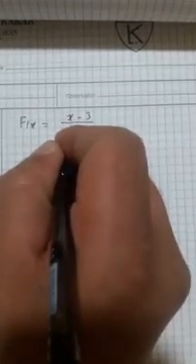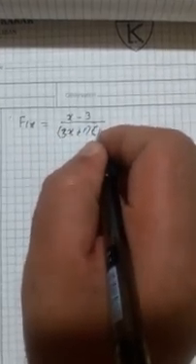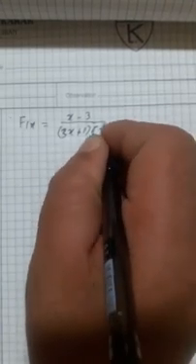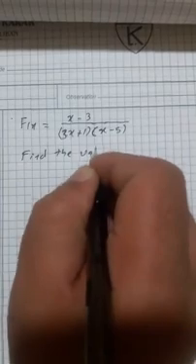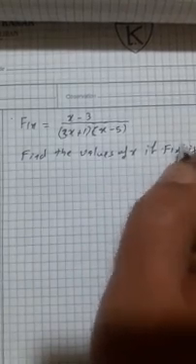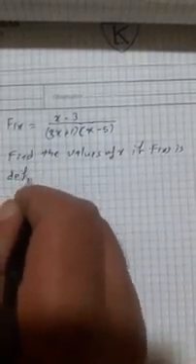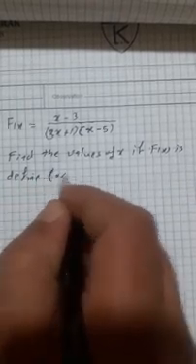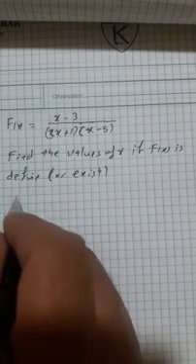Another example, if we have f of x equal x minus 3 over 3x plus 1 into x minus 5, he will ask: find the values of x if f of x is defined or exists. Define or exist.